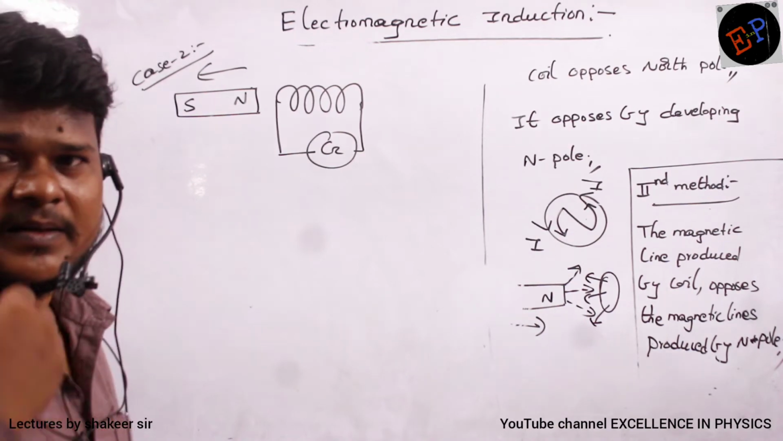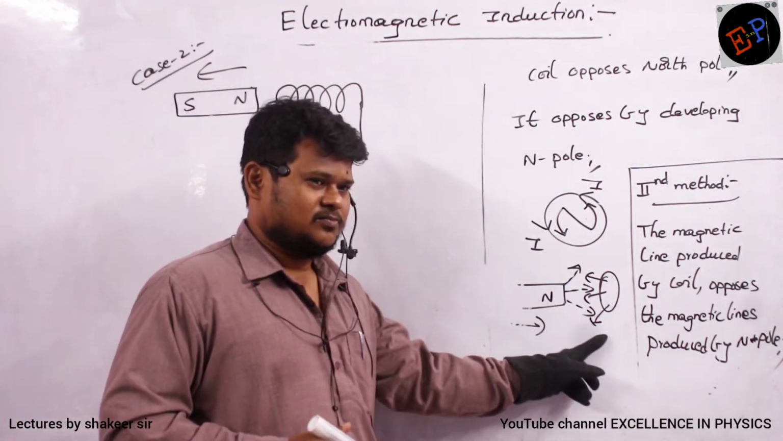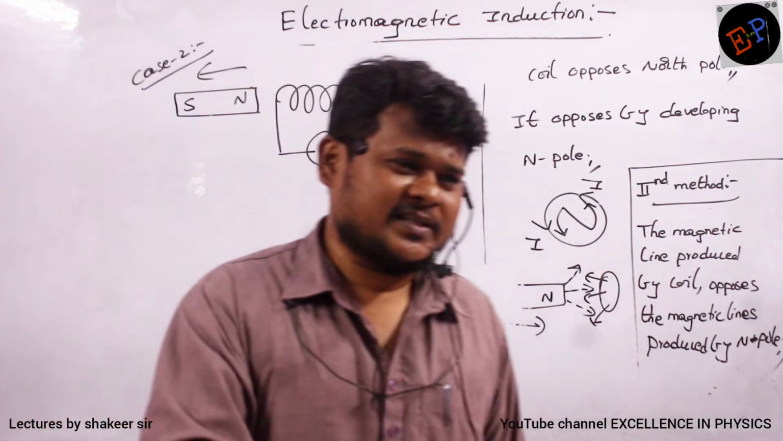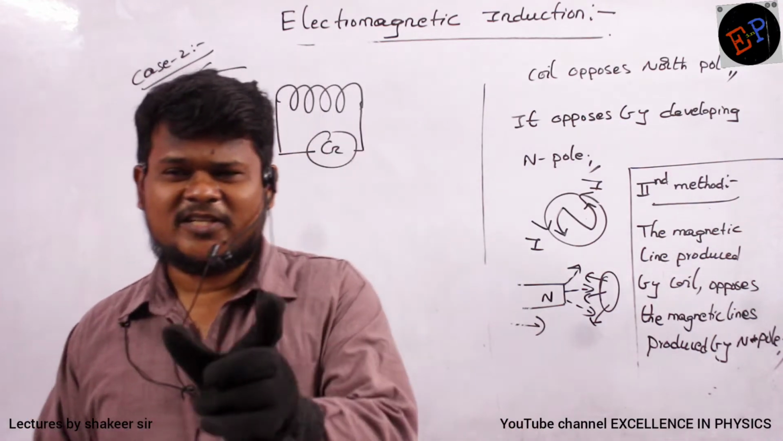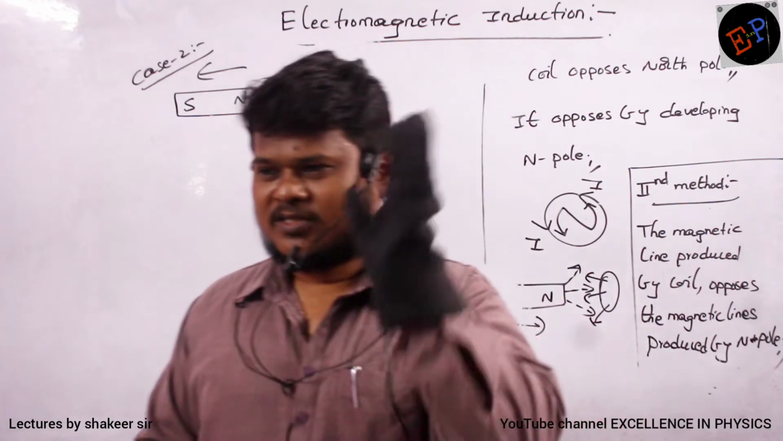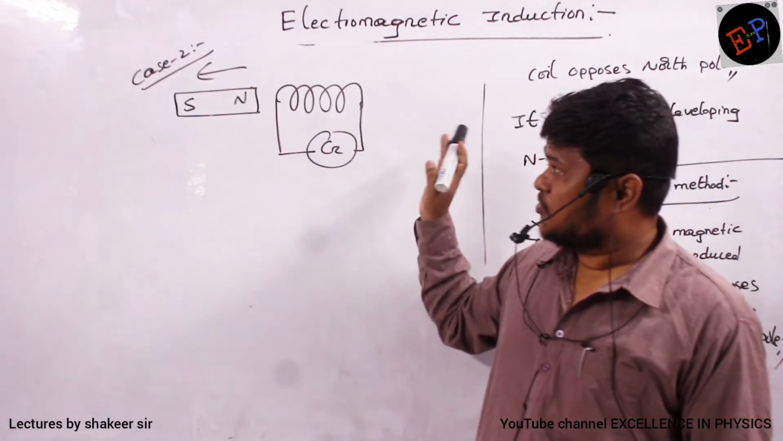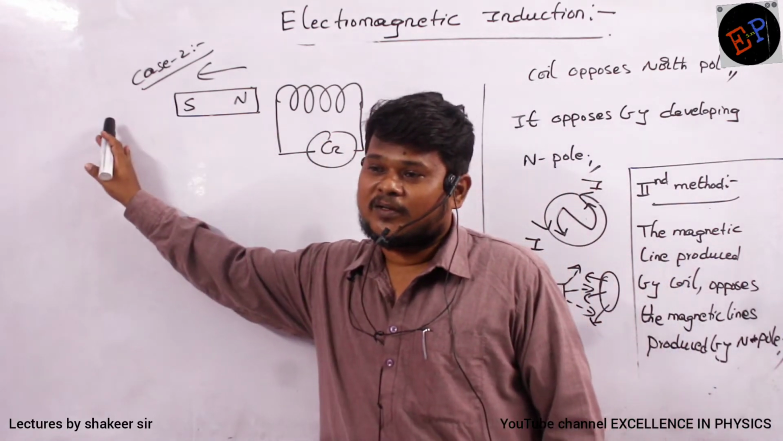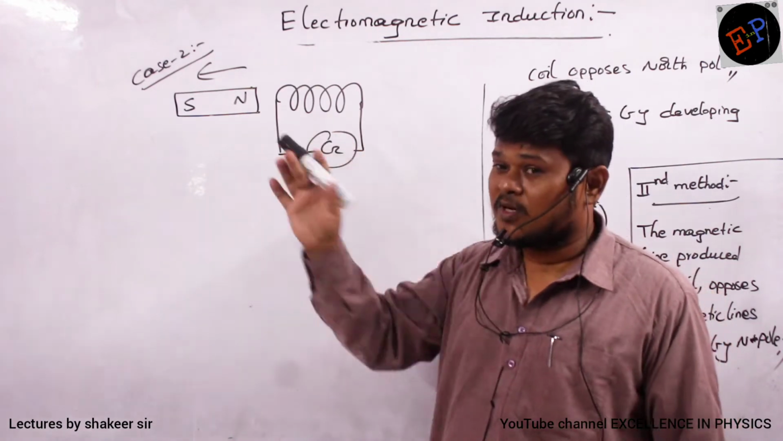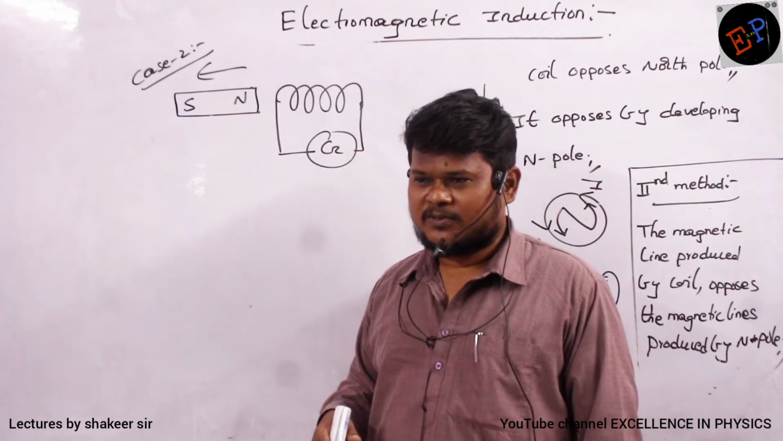Sima. So in the first condition we studied that north pole was approaching the coil, no? What was the change there? What was the change in the first condition? North pole approaching the coil. That was the change. Here what is the change? North pole moving away from the coil. And coil opposes any change. So it doesn't want the north pole to move away. That is the change here. Understood?